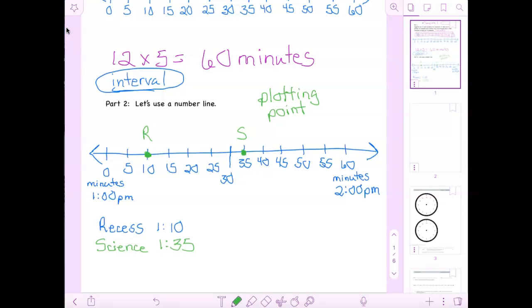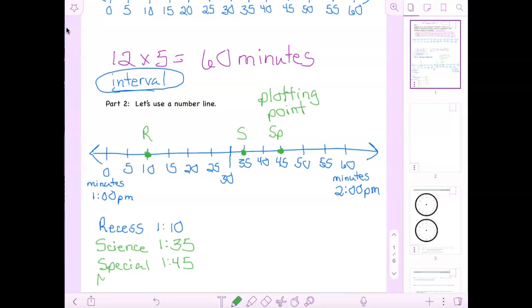Now let's pretend we have special at 1:45. So here we go. We're going to count starting at 1 o'clock, which is 0 minutes, right? 1 o'clock is the hour, 0 minutes. 5, 10, 15, 20, 25, 30, 35, 40, 45. And that is special, so let's put SP for that.